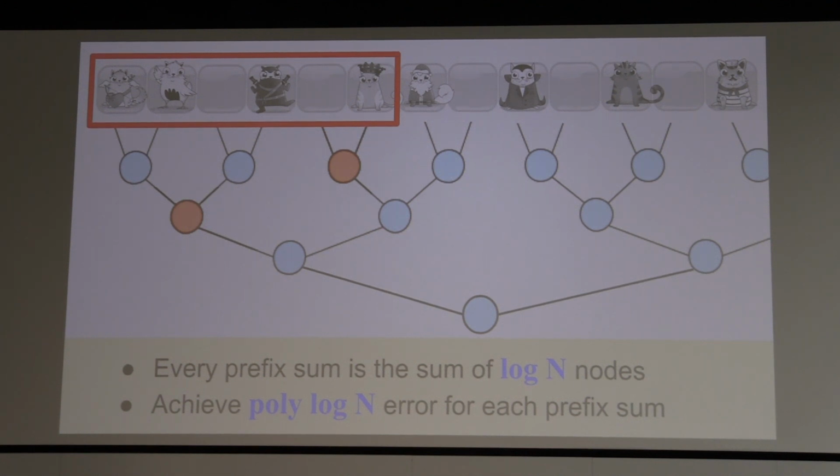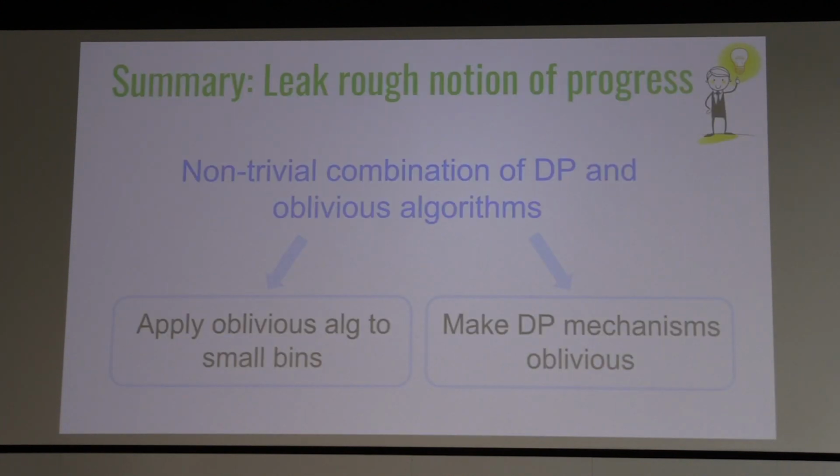And another observation here is that this algorithm can be run in an oblivious manner. It's naturally oblivious. You just compute all these estimates in the tree. You compute the exact prefix sum in the tree, and then you add noise to each node. OK. So basically, this is the algorithm.